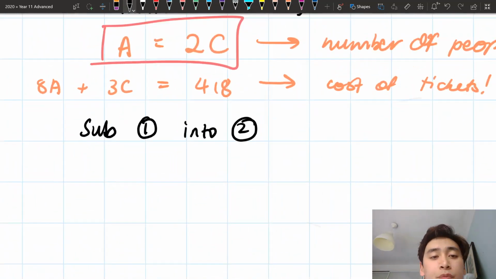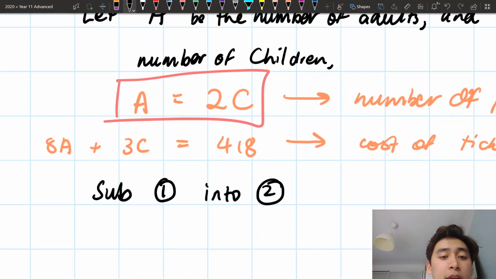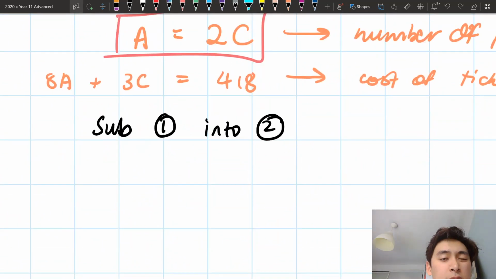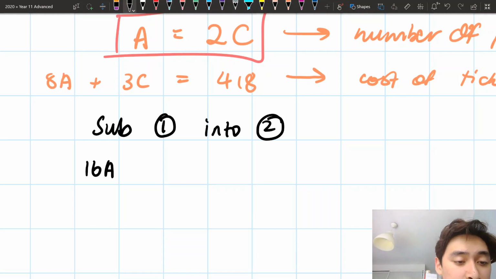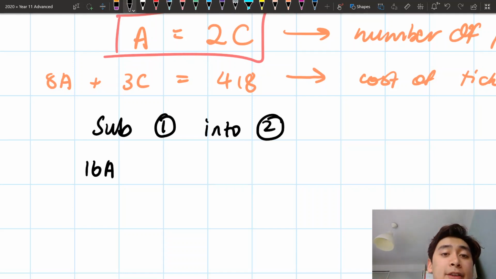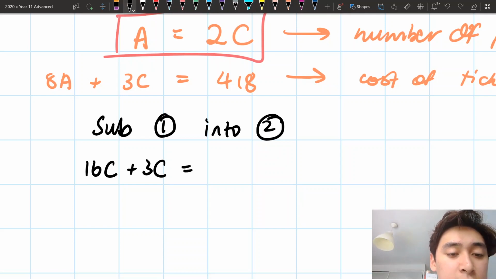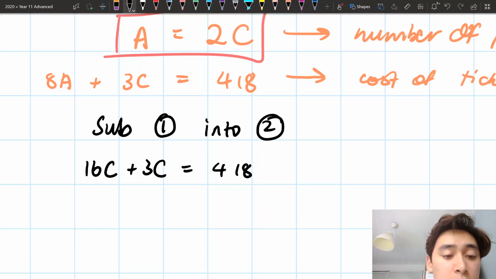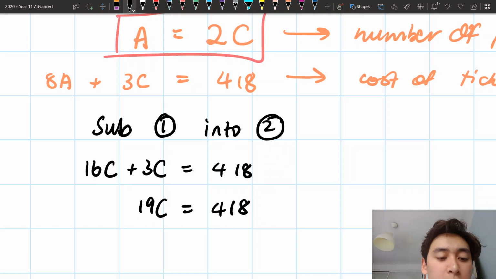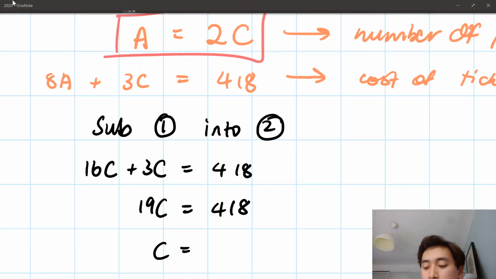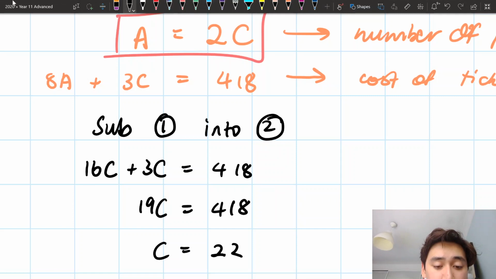So let's do that. A is equal to 2C, so I have 8 times A. 8 times A will actually just give me 16C, because I'm just multiplying 8 by 2C. Oh, and it's not A, it's actually C. Plus 3C is equal to 418. I'm going to solve this, and I'm going to end up getting 19C on the left-hand side is equal to 418. So the number of children there were is 418 divided by 19. Now you can chuck this in your calculator, and you end up getting 22.